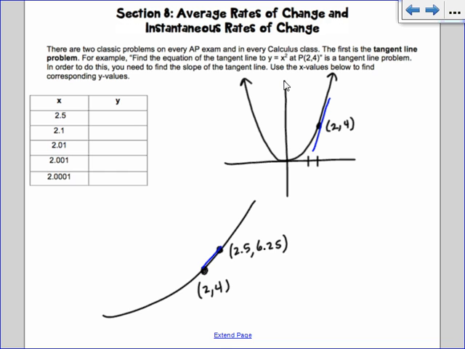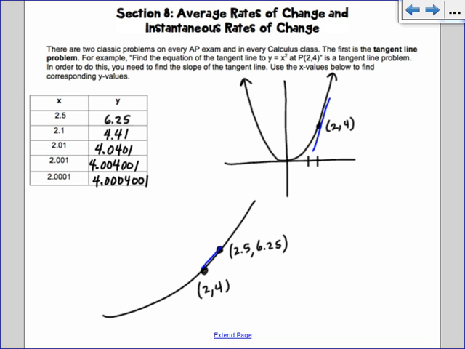Okay, so anyway, let's find the y values. If I have 2.5 and I square it, I get 6.25. If I have 2.1 and I square it, what do we get? 4.41. If I do 2.01 and I square it, we get 4.0401, is that right? The next one should be 4.004001, and the last one should be 4.0004001.